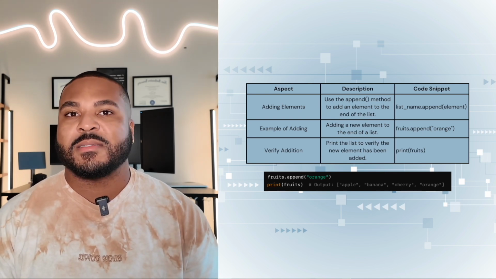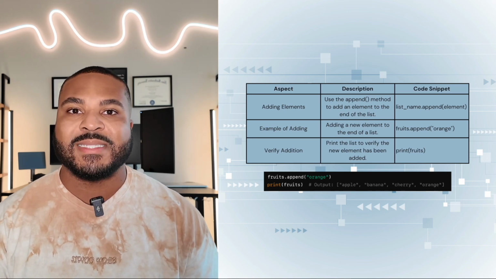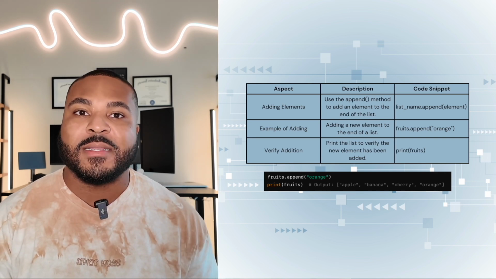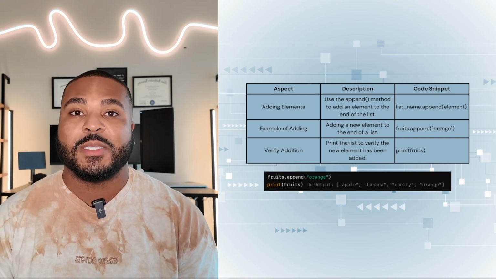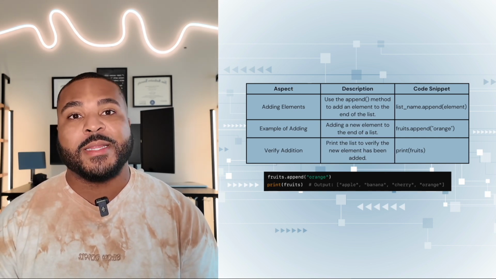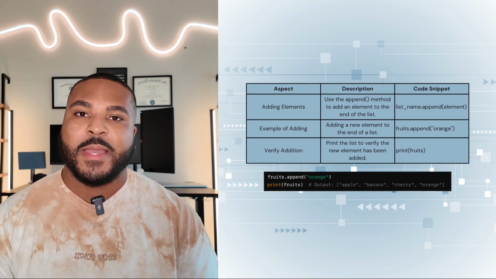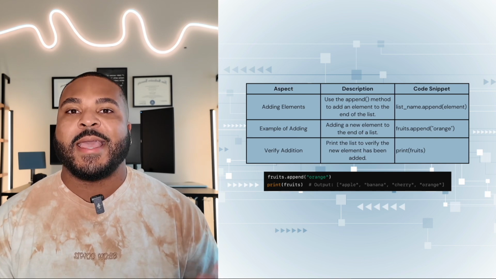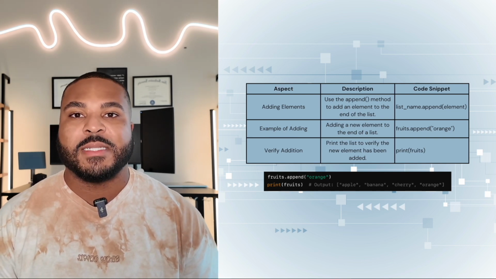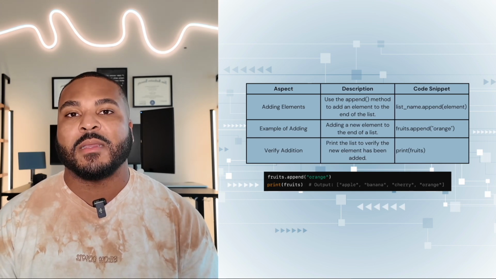Let's consider a list named fruits with the elements apple, banana, and cherry. We want to add the element orange to the end of the list. We do this by simply using the append method. And then after adding the new element, we can print the list to verify that the new element has been added to the end. So using the append method is a straightforward way to expand your list by adding new elements to the end. This is very useful when you need to dynamically grow your list by adding more items.